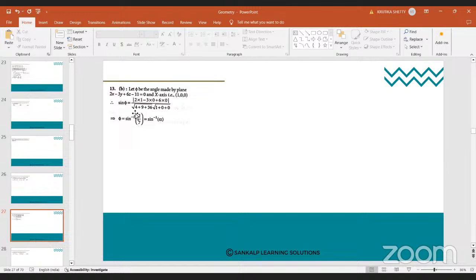So on simplifying, we get phi is equal to sine inverse 2 by 7. So sine inverse will be equal to alpha. So alpha value will be equal to 2 by 7. Okay, 2 by 7 will be the right answer. Okay, next question. Question number 14.